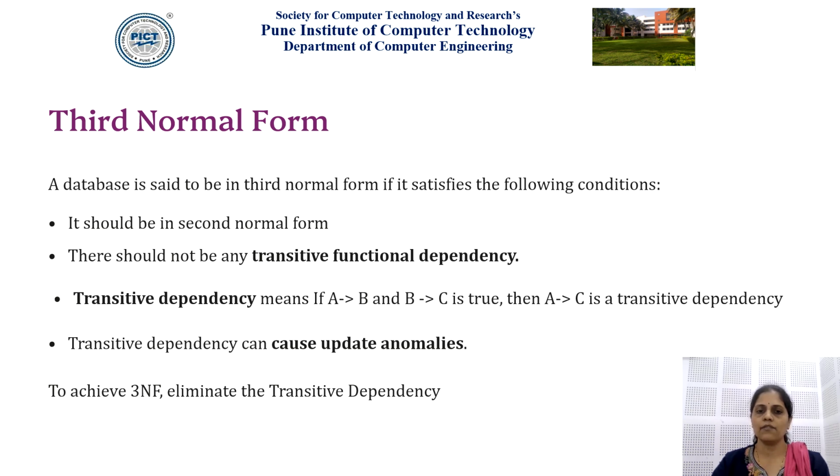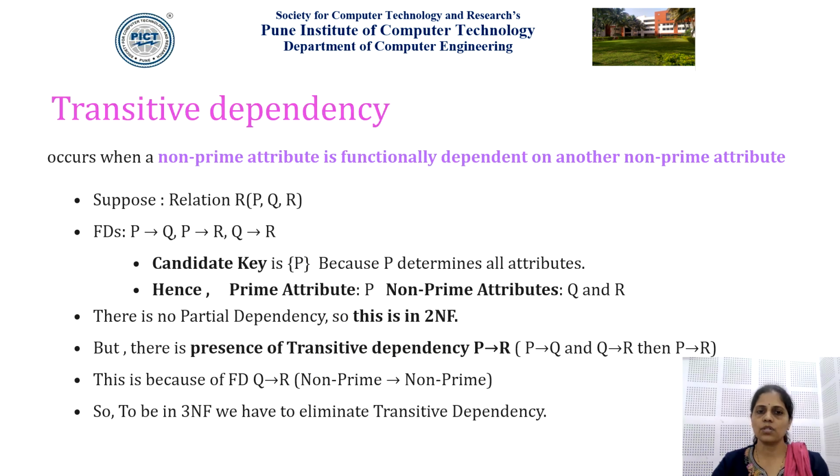It means if A determines B and B determines C, then we can easily say that A determines C. So this is basically a transitive dependency. To be in 3NF, a database or relation should not have a transitive functional dependency. Transitive dependency causes update anomalies. Hence, to achieve 3NF, we have to eliminate the transitive dependency. The transitive dependency occurs when a non-prime attribute is functionally dependent on another non-prime attribute. So we'll take an example.